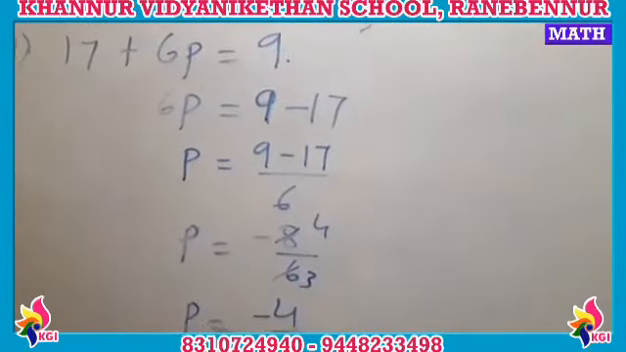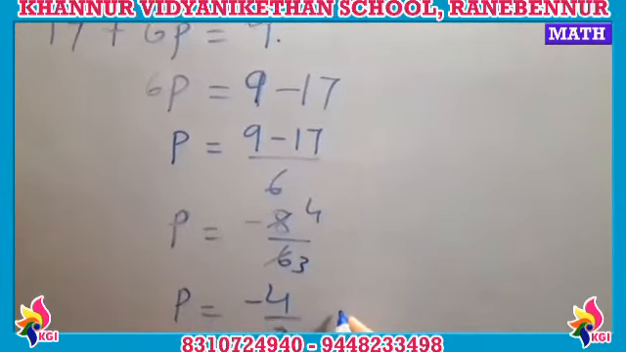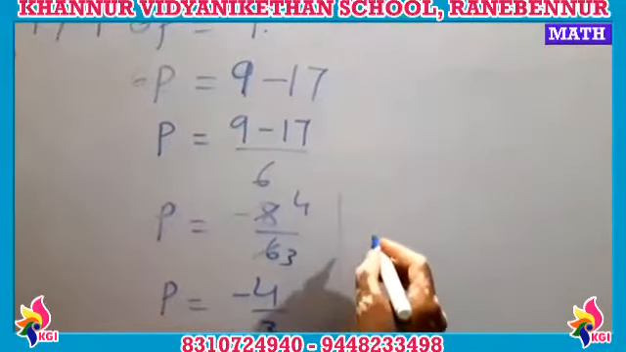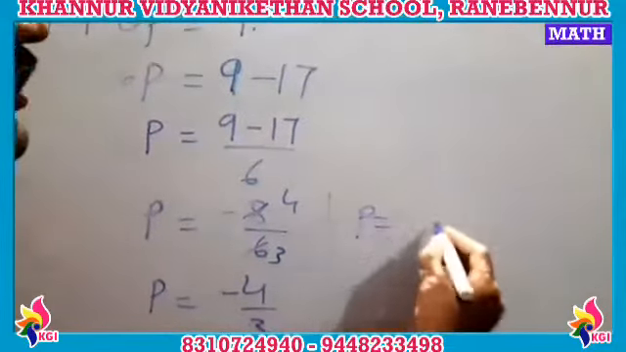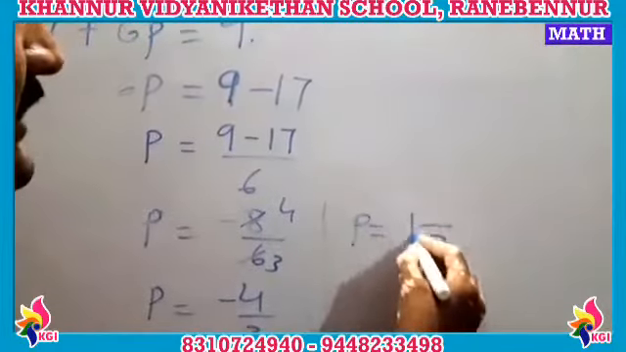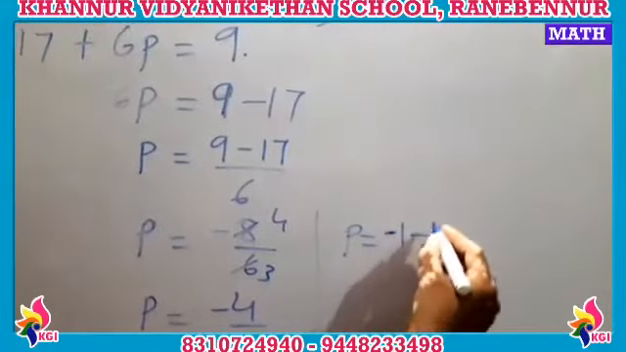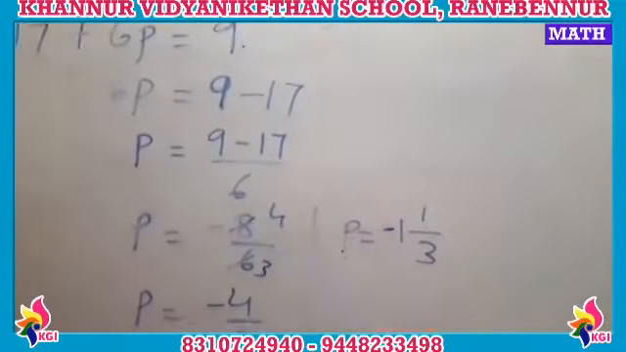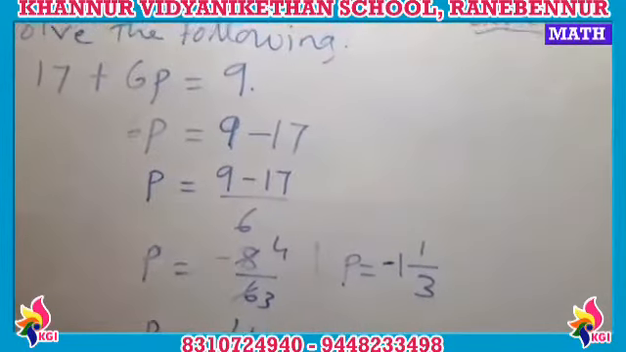Okay. So as it is an improper fraction, I need to convert that into a mixed fraction. P is equal to 3 ones are 3, that will be in terms of minus, plus 1. We get minus 4 by 3.